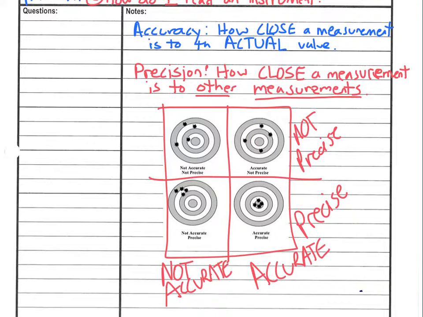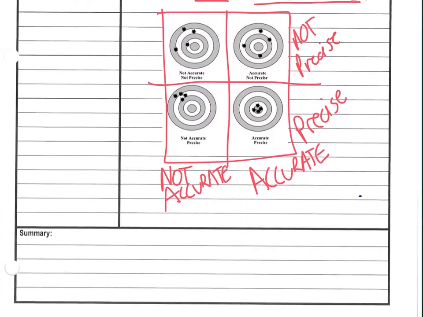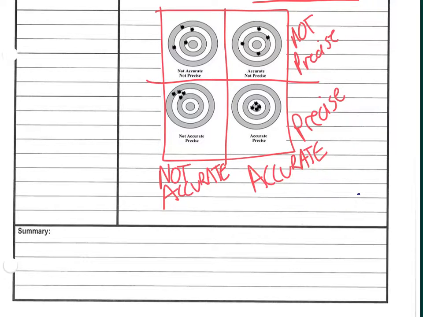Now when it comes to tools, when we're thinking about tools that we use to measure, their accuracy and precision is kind of dependent on the tool itself. Accuracy is going to depend on how good you are at using the tool, and precision is going to depend a little bit more on the tool itself. So let's take a look at some graduated cylinders on the next page. You can draw this picture of the targets on your paper. Just feel free to pause. I'm going to go ahead and go on to the next page though.